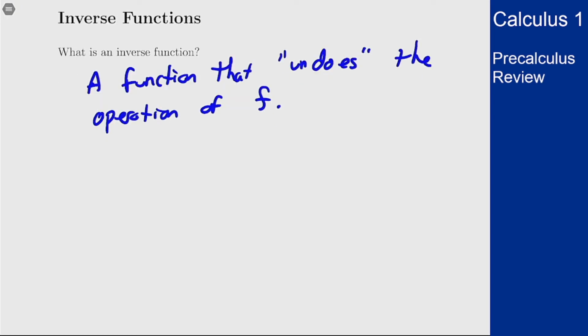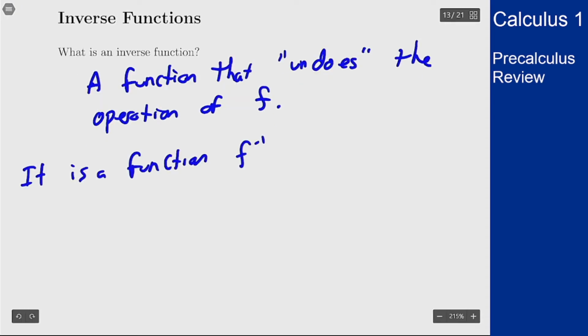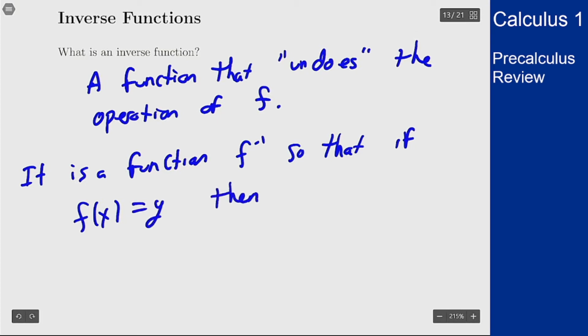So the inverse function should be a function, f inverse, written normally this way, so that if f of x equals y for any numbers x and y, then f inverse of y will give me back x. How do we go about finding these?